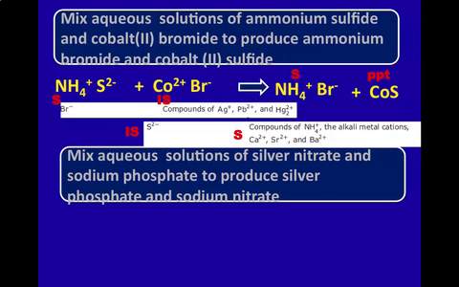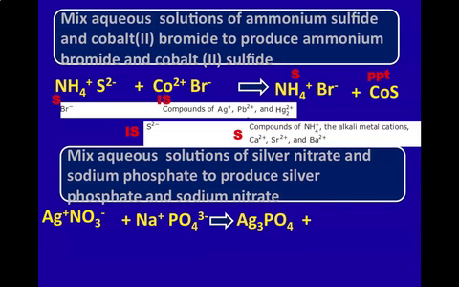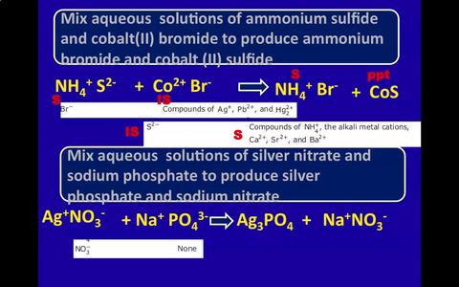Mix aqueous solutions of silver nitrate and sodium phosphate to produce silver phosphate and sodium nitrate. So there's my silver nitrate combo. There's my sodium phosphate. Again, I have not yet crossed over. There is my silver phosphate and my sodium nitrate. So now I can pull off of the periodic table. This NO3 1-, is soluble, and there are no exceptions to that. So anything combined with NO3 is going to dissolve in water, which gives this a soluble mark.